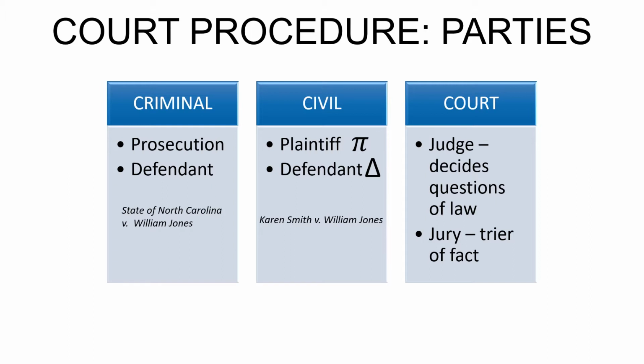If you have a civil matter where you've got private individuals or corporations suing one another, then we have a plaintiff, which can be represented by pi, and a defendant, represented by delta. And then in the court, you have also two parties. If you're in the trial court, the court of original jurisdiction, you would have the judge, who's going to decide questions of law, and the jury, who is our trier of fact.